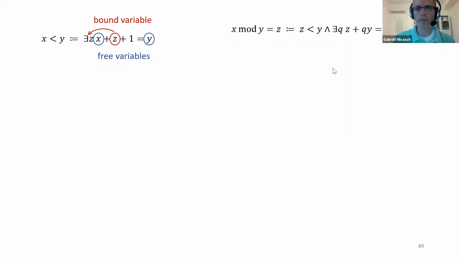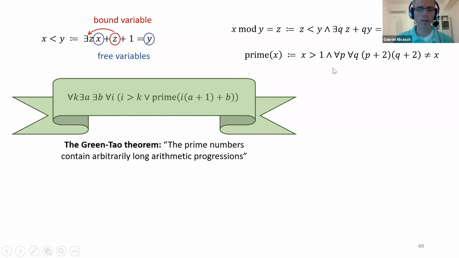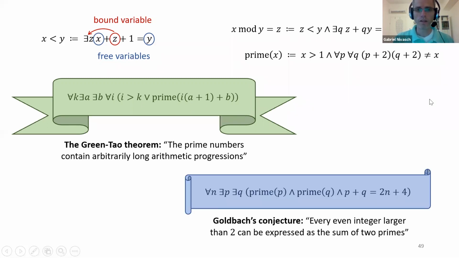And you can, for example, say that a certain number x is prime, and you can write beautiful theorems, like the Green-Tao theorem that says that the prime numbers contain arbitrarily long arithmetic progressions. This beautiful theorem is written very succinctly in first order arithmetic. There's also Goldbach's conjecture that every even integer larger than 2 can be expressed as the sum of 2 primes. And you can write things about natural numbers and primes, but can you write other things?